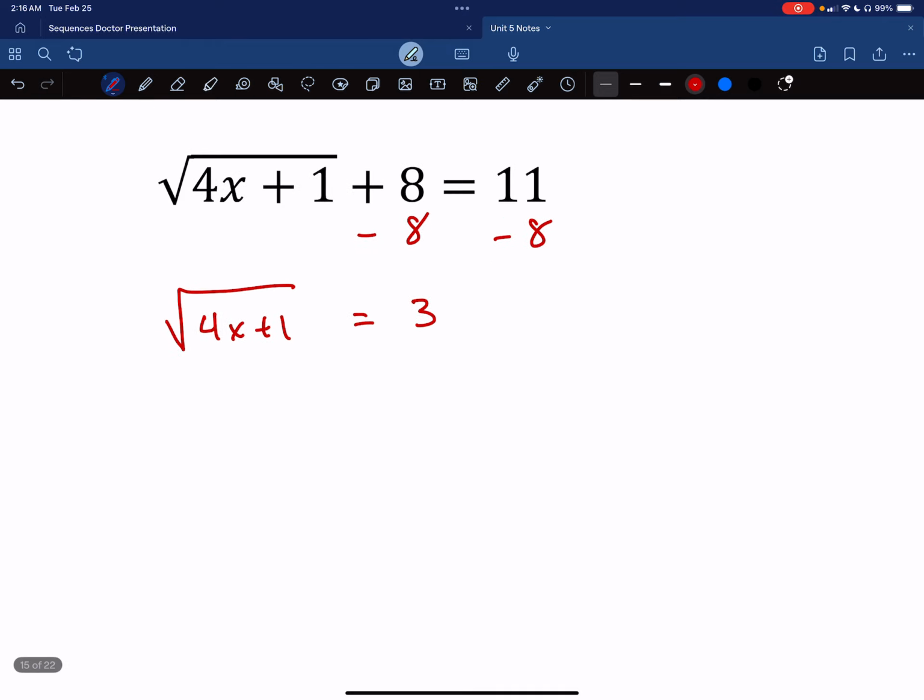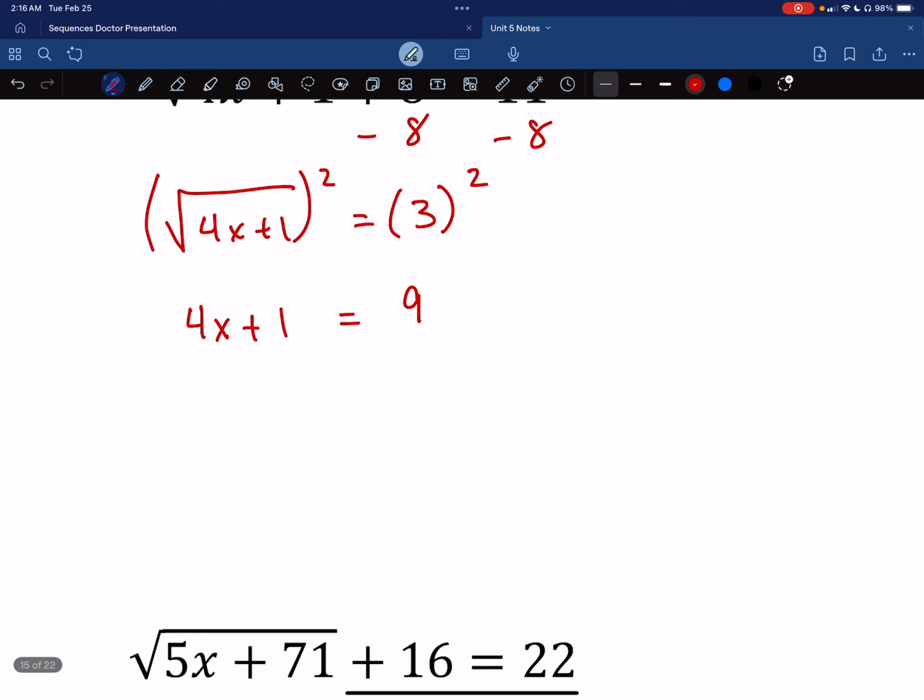Right, to get rid of that square root, we need to square both sides. So let's go ahead and do that. Just going to square both sides. So these are inverse operations, so the square root is just going to go away. And over here, we're going to be left with 9. Okay? Now we're just solving for x. Okay, we want to subtract 1 from both sides. So we have 4x equals 8. Divide by 4, so x equals 2.